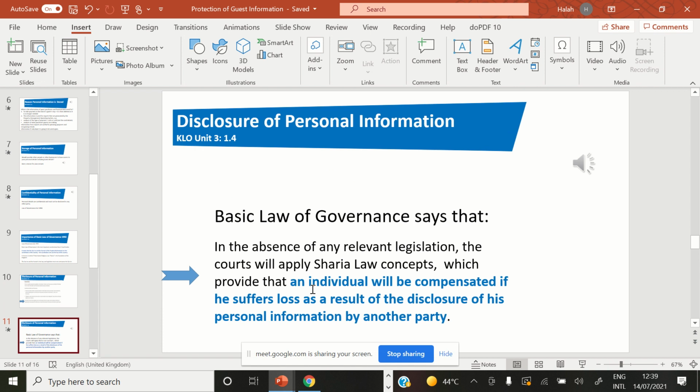In the absence of any relevant legislation, the court will apply Sharia law concepts. So, if we are in a case where no law regards one of the points, then all the matters need to go back to Sharia law, which states that an individual will be compensated if he suffers loss as a result of the disclosure of his personal information by other parties.